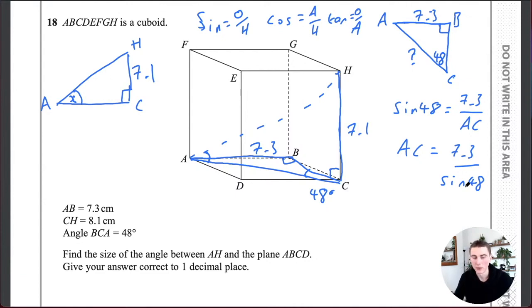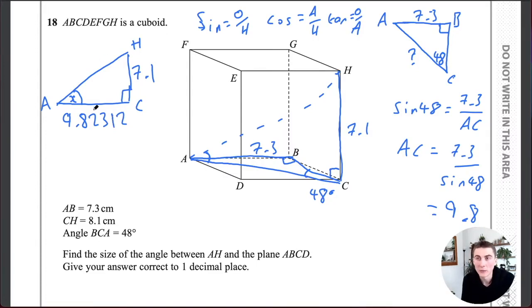So AC equals 7.3 over sine of 48. And I put that in my calculator. So what we've got is 7.3 divided by sine of 48. Make sure you put the 48 in brackets. And that gives me 9.8, and there's a load of other decimal places. So remember, in the exam, don't just use this, do use all the buttons on your calculator. But yeah, so this is 9.8 up here. And more importantly, this over here is 9.8 as well.